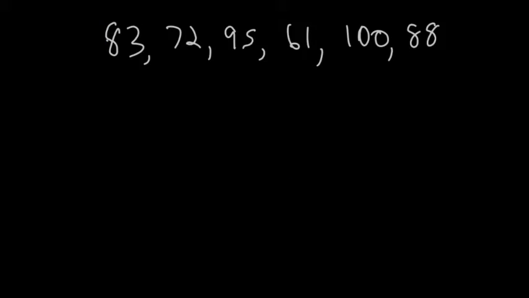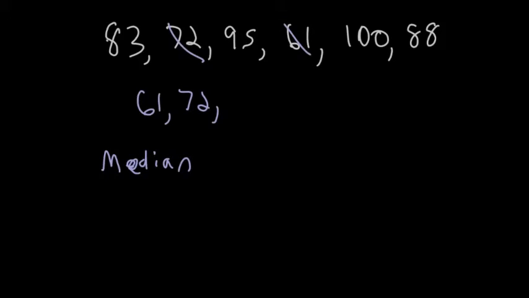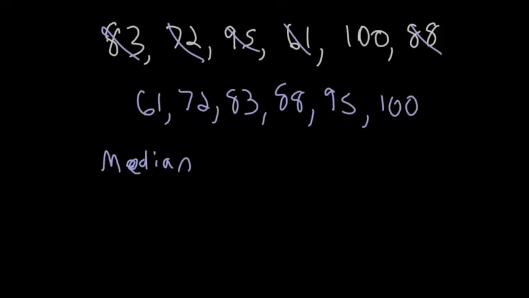Alright, so I have another set of numbers here. So I'm going to start with my median. So I got to put these in order. So my smallest number is 61. And I like to cross them off as I do this. And then 72, that way I don't forget a number. Then 83. And then 88. 95. And 100. So I do the same thing, cross off till I get to the middle.